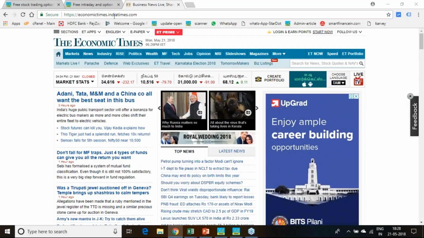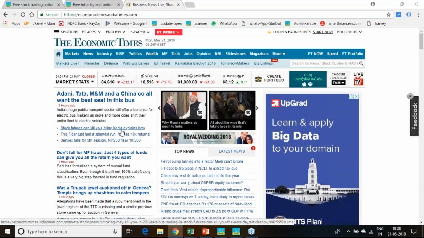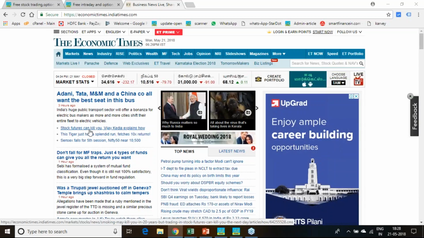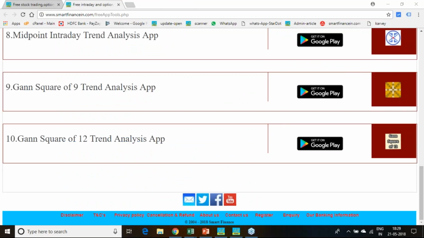Today in the Economic Times, a famous person, Vijay Kadia, has said stock futures can kill you. This is a fantastic article. If you find time, please read through it. So, coming back to the topic.